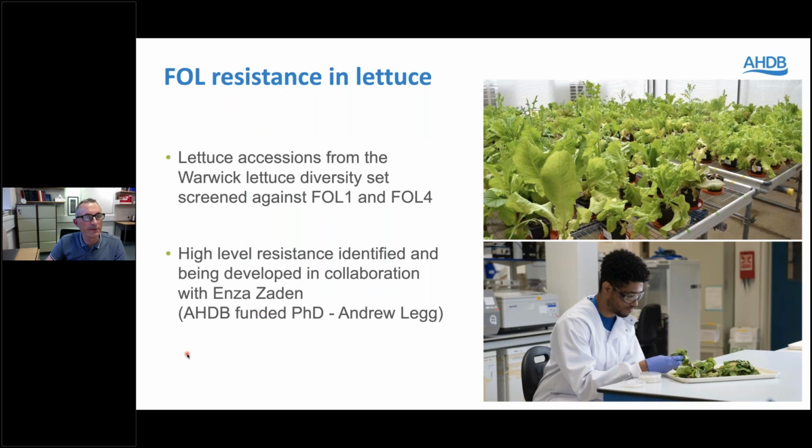So lastly, I'd like to say something about resistance to Fusarium in lettuce. Obviously, that's still a good approach for control, with the proviso that you may still have the pathogen proliferating, or at least surviving in the soil. So we've got a big collection of lettuce at Warwick, and we screened these against race 1 and race 4, and we've identified some high-level resistance to race 4. And this is being developed in collaboration with Endsars, some of which is through an AHDB-funded PhD student, Andrew Legg, who you can see looking lovingly at some lettuce on the right-hand side.